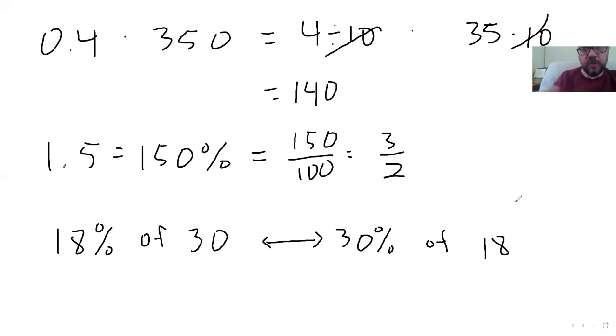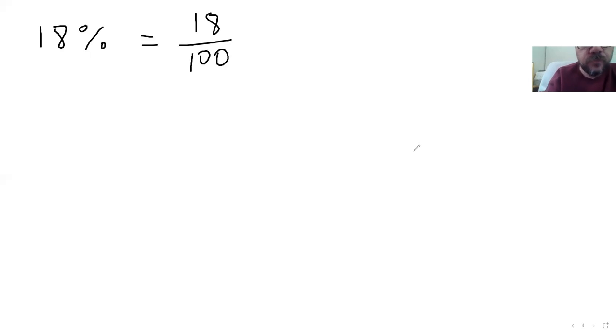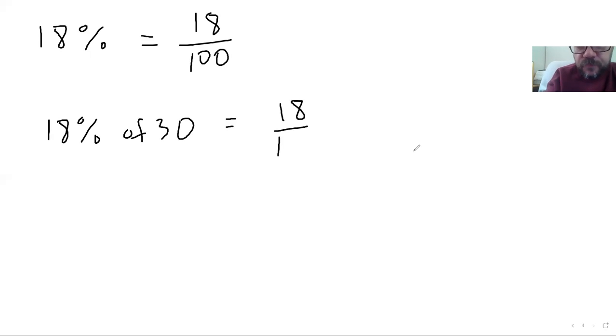So the reason for that, let me use the literal translation of percent. Per means divide, and cent is the Latin for 100. I don't think that's the actual Latin word, but it's the root, right? So 18% is 18 over 100. That's literally what it means. 18 parts out of 100. So if I'm taking 18% of 30, that is 18 over 100. Of course, of means times 30.